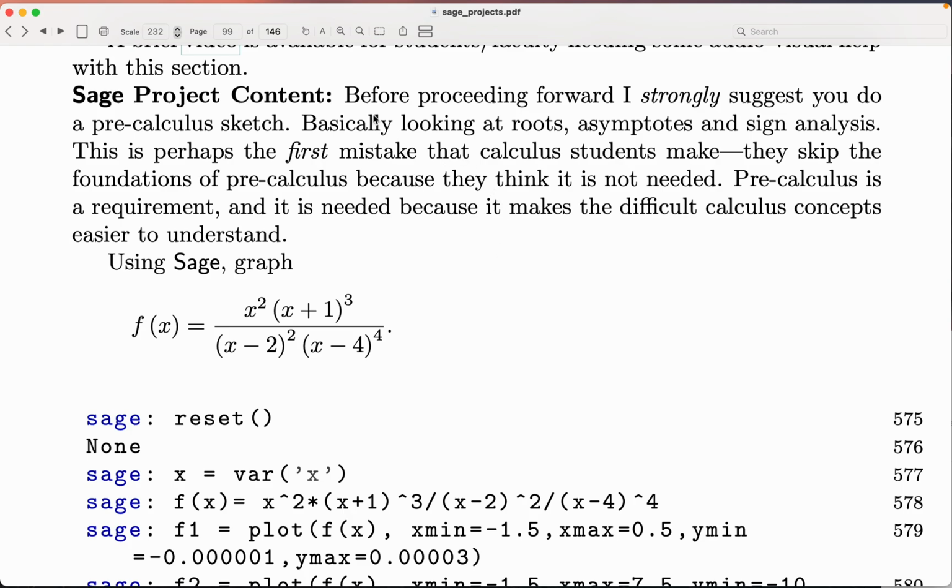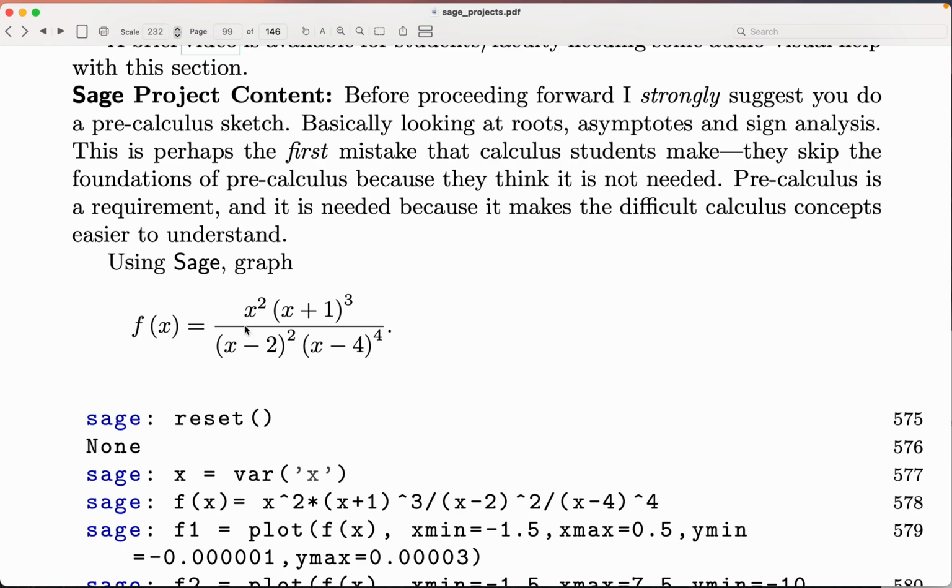I just want to kind of read this to you. Again, we're encouraging you guys to start to read. Now, again, at the very base level, reading very short things, but the bottom line is at some point when you want to start to enter a career, you're going to have to start to learn to read much longer documents. All right. But before proceeding forward, I strongly suggest you do a pre-calculus sketch.